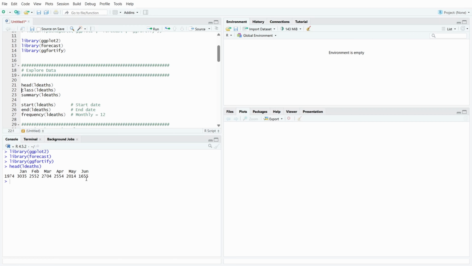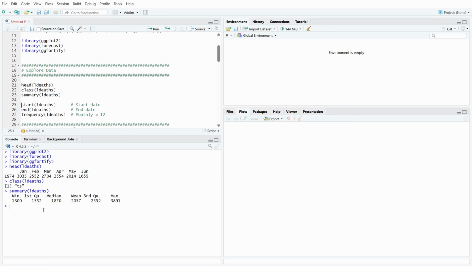Next, we check the class of the object. R confirms this is a TS, or time series, object. This is important because it tells R that these aren't just random independent numbers. They are sequential observations where the order and the timing matter. Because it is a TS class, R remembers the dates, which is why we don't need a separate date column in our data frame.